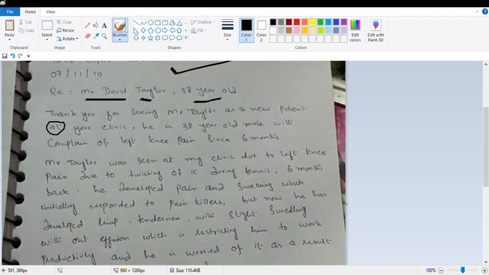So you already mentioned the date here in the reference, so you don't have to write the date again in the introduction. Okay, so with complaint of left knee pain since 6 months. How can you write it more efficiently? Like, thank you for seeing Mr. Taylor as a new patient who has been suffering from left knee pain since 6 months. This is simple and secure.